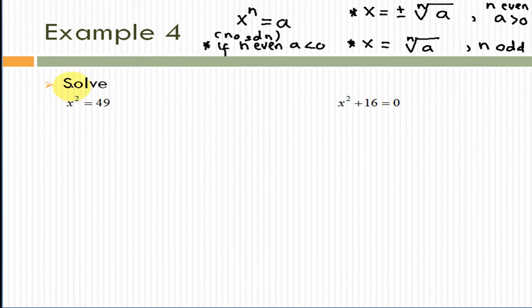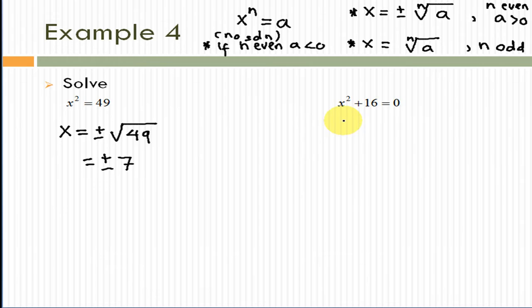Okay, so now solve this equation. We are exactly in this situation where the exponent is even. So x is equal to plus or minus the square root of 49. The square root of 49 is 7. Therefore x equals plus or minus 7. So this equation has two solutions, which are positive 7 and negative 7.